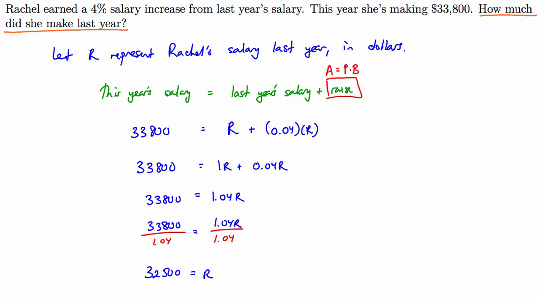Again, we do want to check that this actually would work out as we expect it to. So as we do this check, we'll start by taking her salary from last year, $32,500, and to that we will add a 4% raise, so 4% of the original $32,500. Again, we will use the calculator to verify that does give us the salary we would expect for this year.